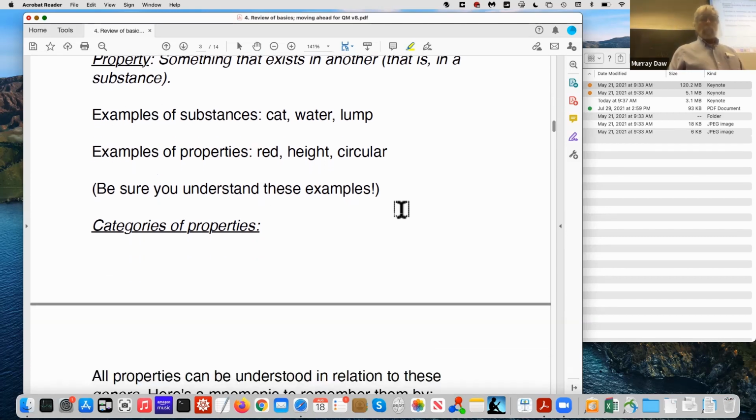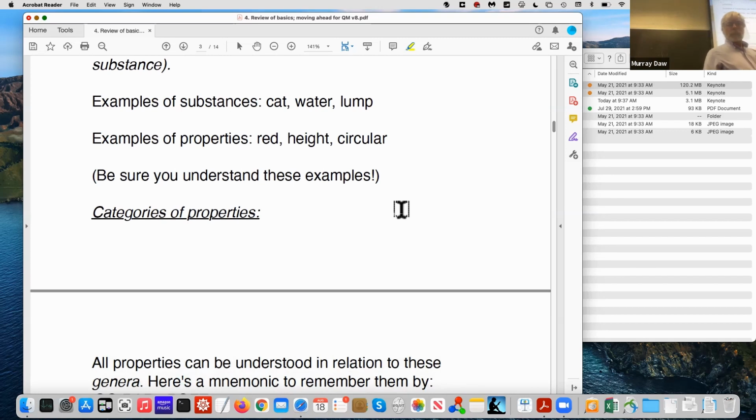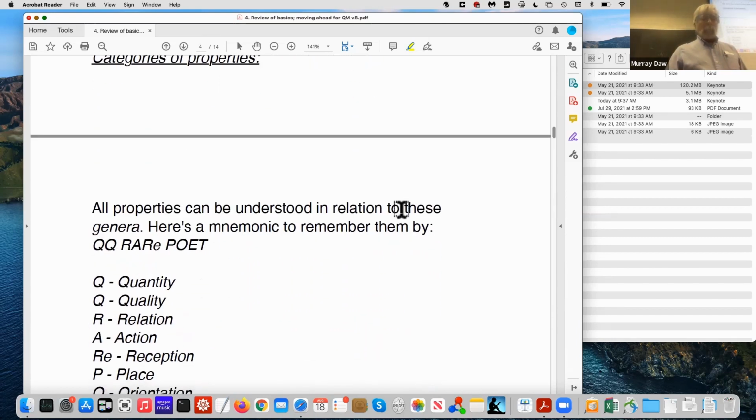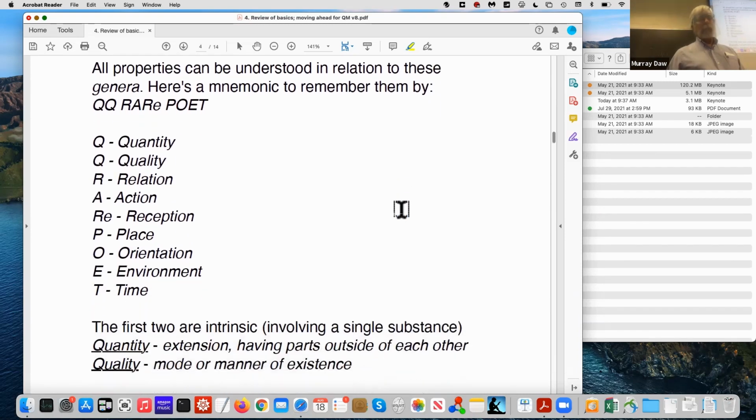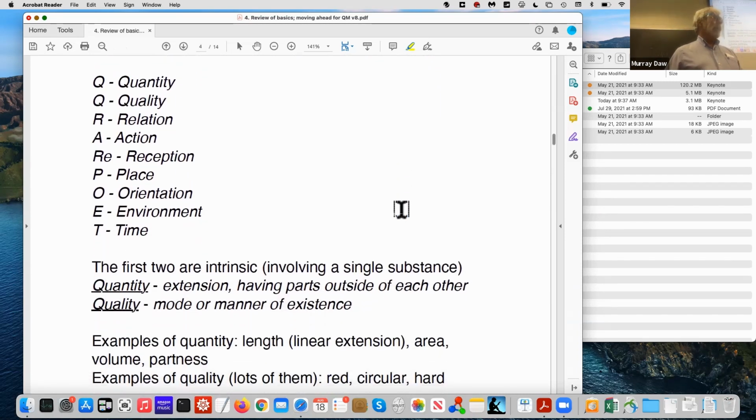Okay, so water is a substance. Lump is not. Lump, something else. I gotta fix that. Height is a property. Color is a property. Temperature, hardness, a lot of things like that are properties. Okay, so we can collect the different properties into various categories, and there are 9 of them.